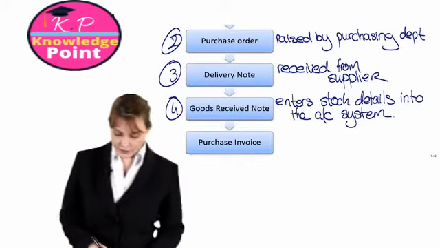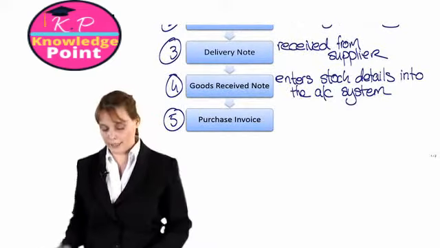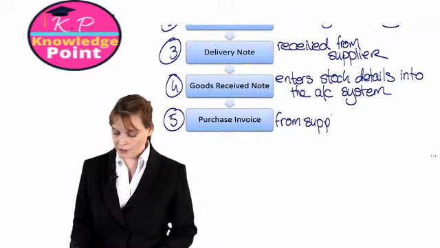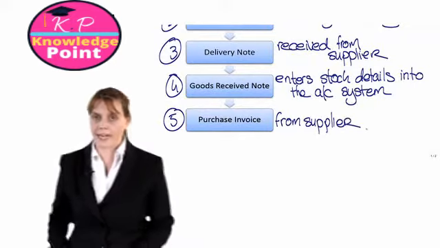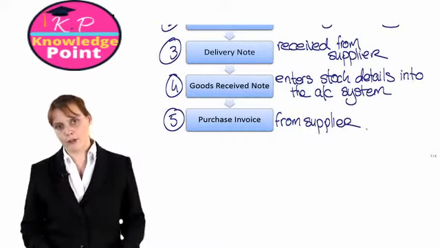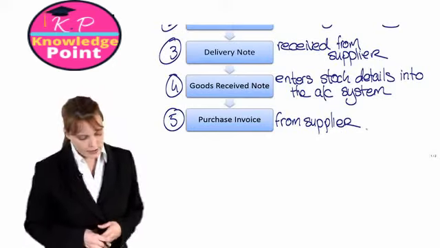And finally, the fifth step will presumably be the payment of the supplier. So the supplier will send us a purchase invoice to our accounts payable department, which we will pay at some point in the future. So that's our materials ordering process.